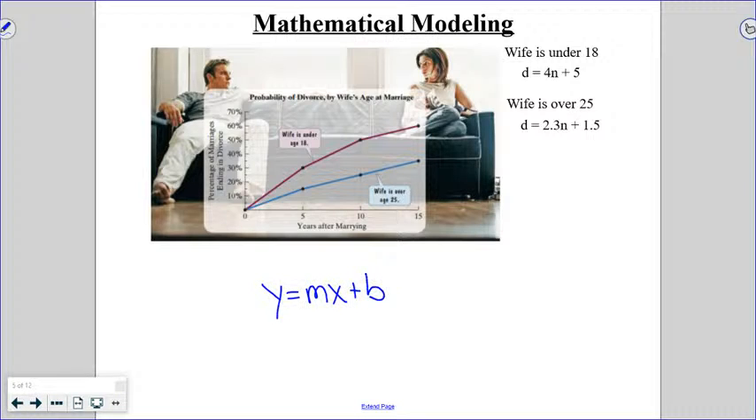Does that look familiar? y equals mx plus b. That's what this is, right? y equals number x plus number would be a line. But look at this. Is this a line?